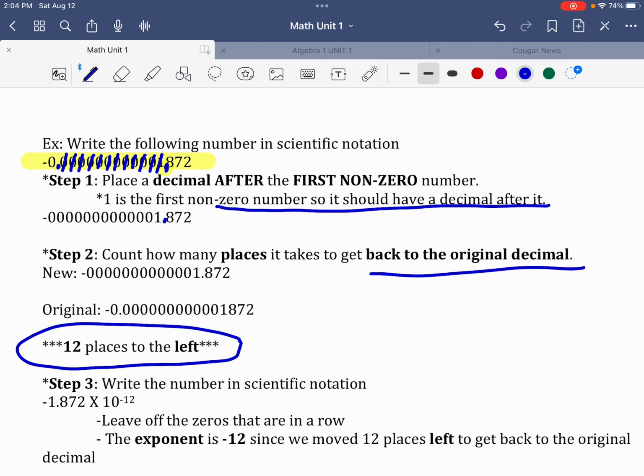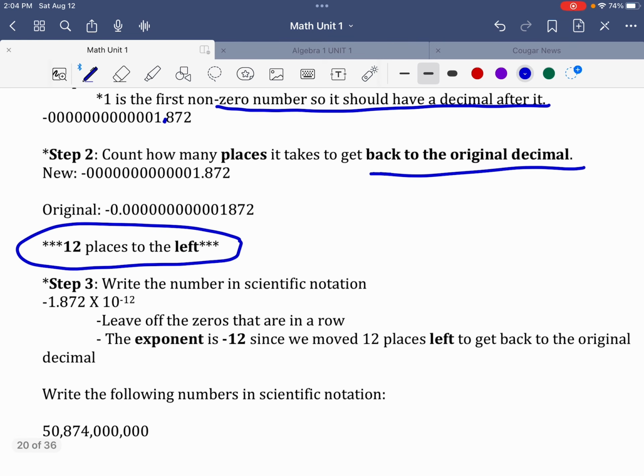And so this is going to be my scientific notation. Negative, remember the number was negative, 1.872. We always leave all the whole numbers there. We can drop the zeros, but we don't drop any digits other than 0. And then times 10, because it's always times 10, to the negative 12 power. That's how many places we moved. It's a really, really small number, so we moved it backwards. So it's a negative exponent.